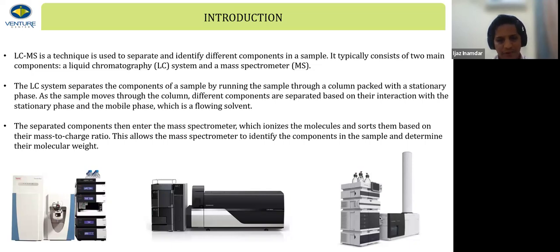So it's very intuitive. We cannot inject all the components together. We'll get a very complicated spectra or a complicated chromatogram, which we will not be able to identify what peak belongs to. So in that case, what we do is we pass this complex mixture to an LC system. The LC system will separate the components. We'll talk about how it separates, and the separated components are then injected into the mass spec.